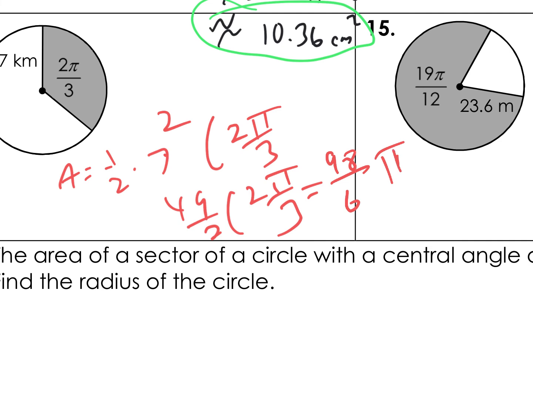Wait, where do you get that? I got 98 over 6. I divided by 3. What did you get? 98 doesn't divide by 3. I got 49. You can divide it by 2. All right. Wait, so I got a 51.